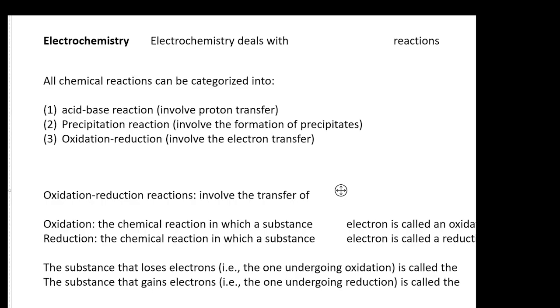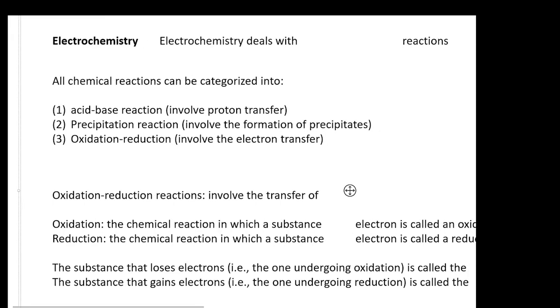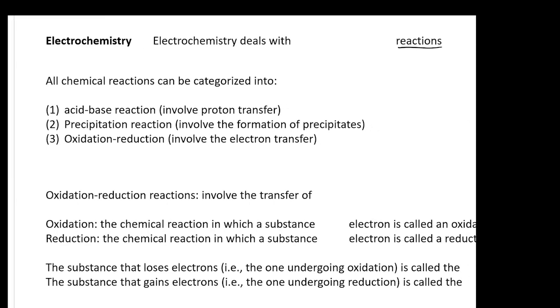So electrochemistry is going to deal with two types of reactions. One is called the oxidation, the other one called the reduction reactions. And these two reactions will happen together, because if something got oxidized, that means actually its interacting partner got reduced. So the oxidation reduction reaction happens simultaneously.